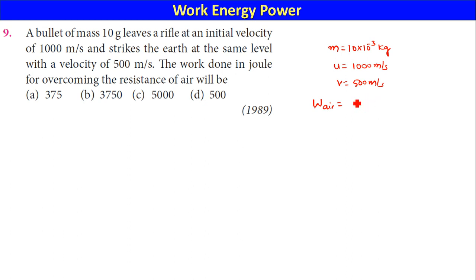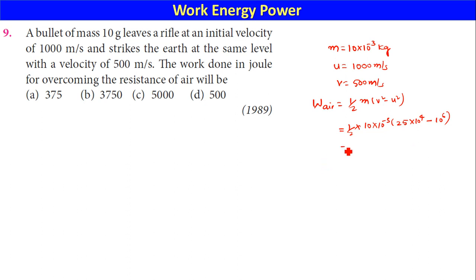So the work done by all the forces is nothing but half into m, v square minus u square, according to the work energy theorem. What is the mass here? 10 into 10 power minus 3. Very good. So v square is nothing but 500 whole square. 500 whole square means 25 into 10 power 4, minus u square. 1000 means 10 power 6 already, isn't it? I mean square.